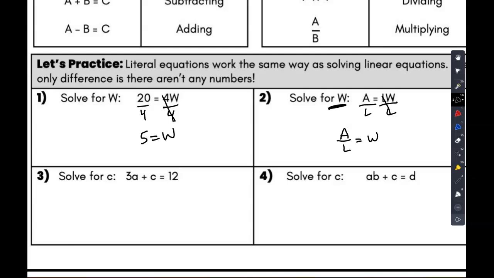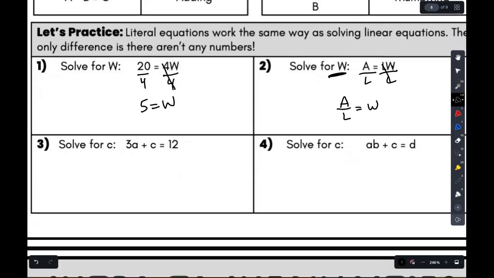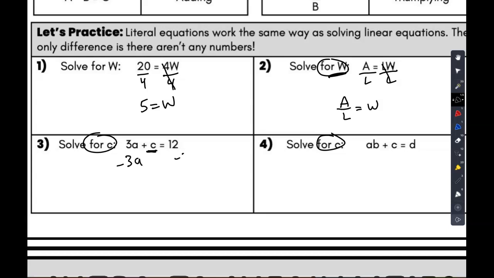All right, let's take a look at a few more. Here, we are isolating the C. We want to get that by itself. And with literal equations, they have to tell you what they're solving for. If they don't tell you what they're solving for, you won't know what to do because it's more than one variable. All right, so now I'm going to subtract 3a on both sides. Okay. And when I do that, this will cancel out, leaving just c. So c is equal to 12 minus 3a.